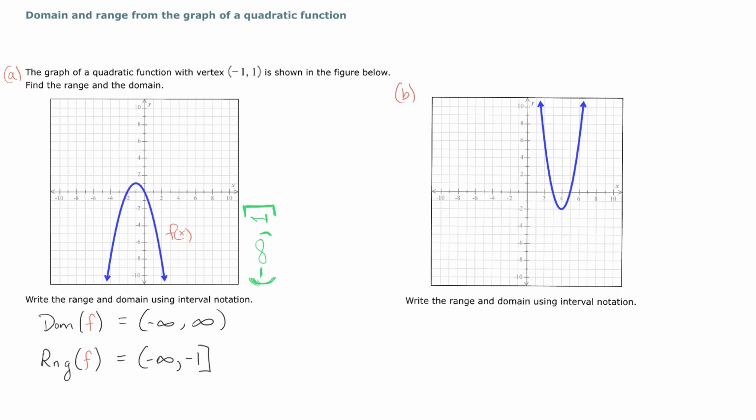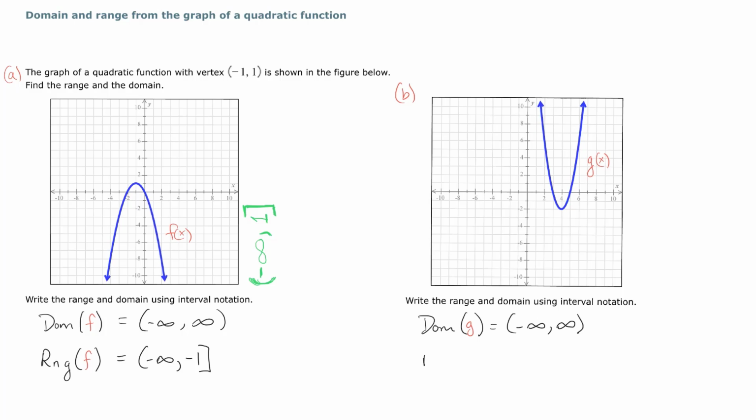First thing you want to do is call this function g of x. It's not the same as part A. The domain of a quadratic function is relatively simple. It will always be all real numbers, unless otherwise restricted, but this is not restricted. You can see that from the indication of these arrows. They're not restricted at all. Let's find the range.